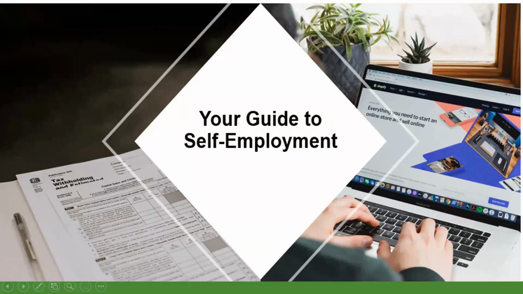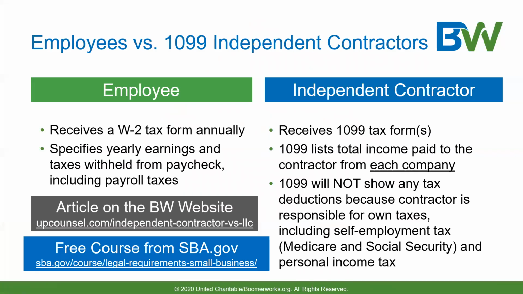When it's time to start putting your business idea into action, you'll want to explore a few basic steps. First, it's good to understand the difference between an employee and a 1099 independent contractor. An employee receives a W-2 tax form annually, which specifies yearly earnings and taxes withheld from a paycheck, including payroll taxes. But an independent contractor receives a 1099 tax form, or multiple tax forms if you have multiple clients. And each of these forms lists the total income paid to the contractor from each company.